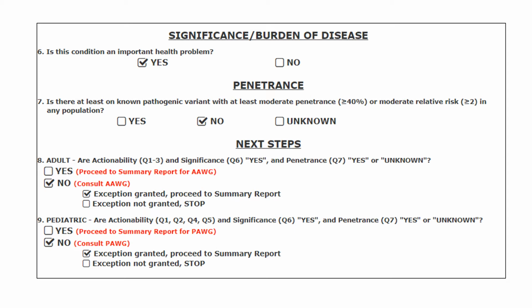However, we allow the AWGs to make an exception, and in this case, for Brugada syndrome, it didn't meet the criteria for at least moderate penetrance. However, both the AWGs granted an exception to proceed with generating a summary report for Brugada syndrome because in this case, though it didn't meet the criteria for moderate penetrance, it was still a significant health problem that had effective interventions available.